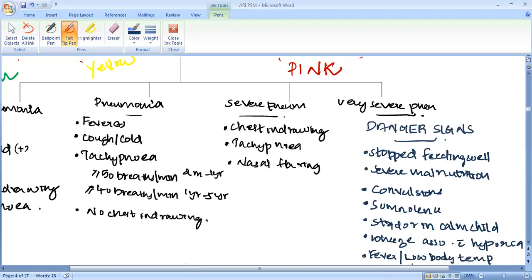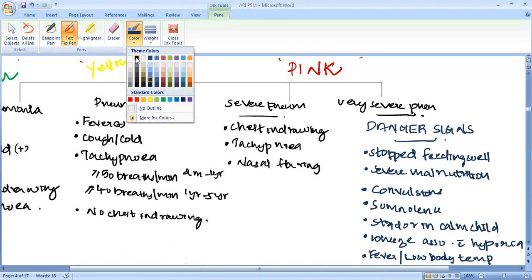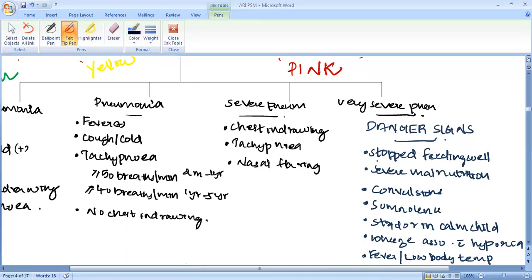So this is very important. This is also asked as a short note. So in very severe pneumonia, we will be getting these danger signs. So what are the danger signs? The child may have stopped feeding well. He may be having severe malnutrition. He may be having convulsion, somnolence, stridor, wheeze, and also there may be fever or low body temperature.